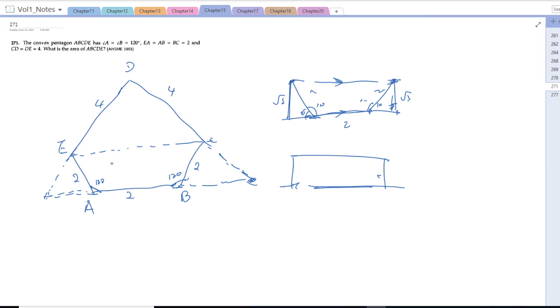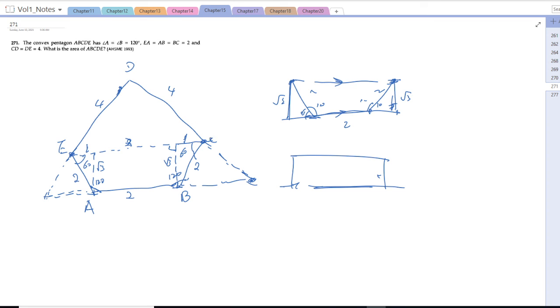So if we have a parallel line here, then what can we do? We have the 60 and the 60, and so we can draw the height here. So it's 2, then this height is root 3, then this is 2. And if this is the 2, then this is the 1, this is the 1. So 1 plus 2 plus 1 is 4.